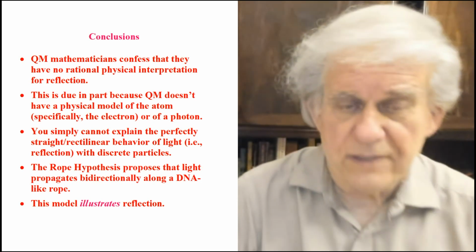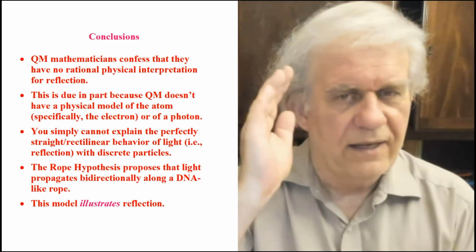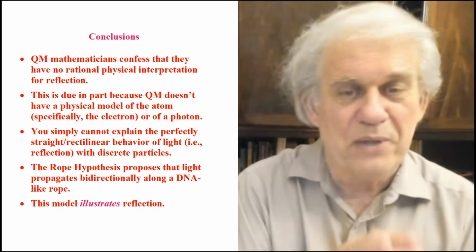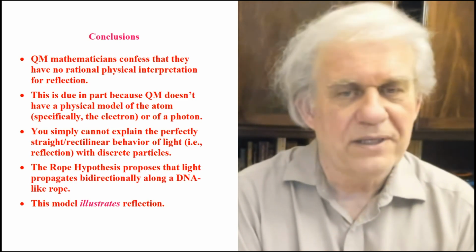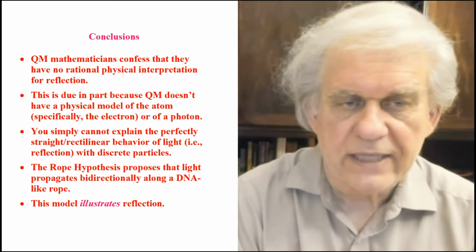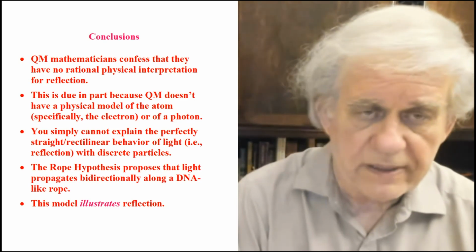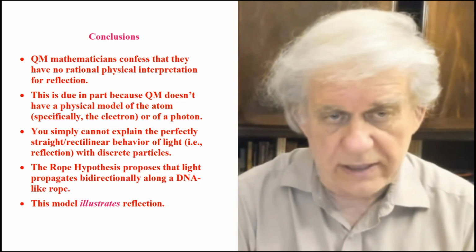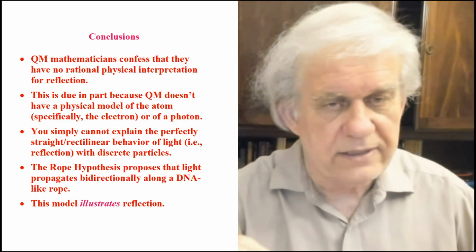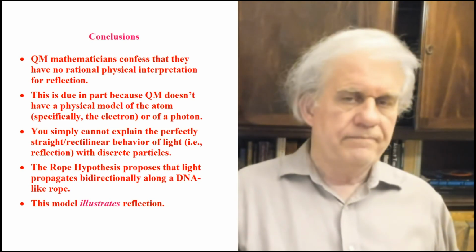Okay? And again, you can see that they bring in the wave when Mr. Feynman says there is no such thing as a wave. Light is particles. He tells you that, but these guys say, well, let's bring in the wave so that we have this duality and we can sneak around the particle, because with the particle they cannot explain it. This is due in part because quantum mechanics doesn't have a physical model of the atom, specifically the electron, or of a photon. You simply cannot explain perfectly straight rectilinear behavior of light, in other words, reflection, with discrete particles. That's the big problem.